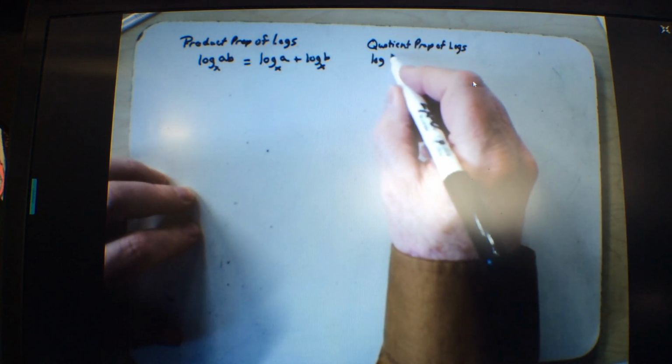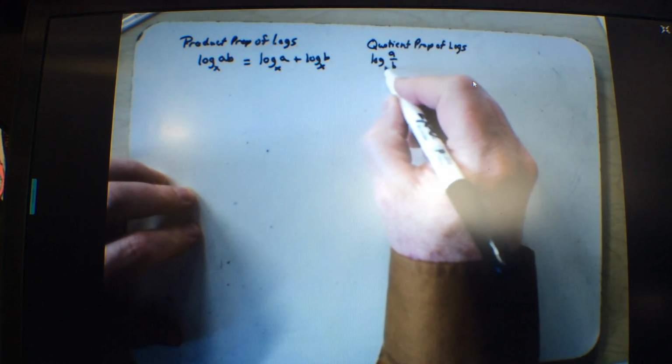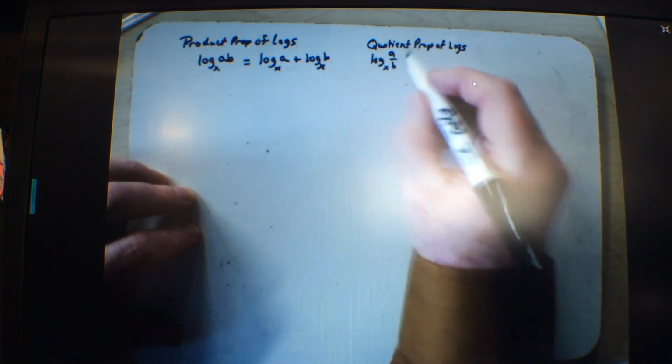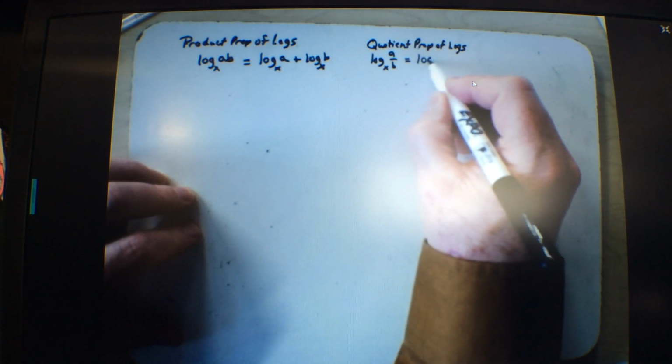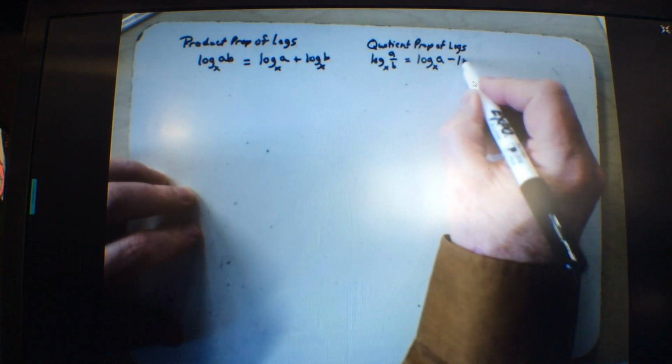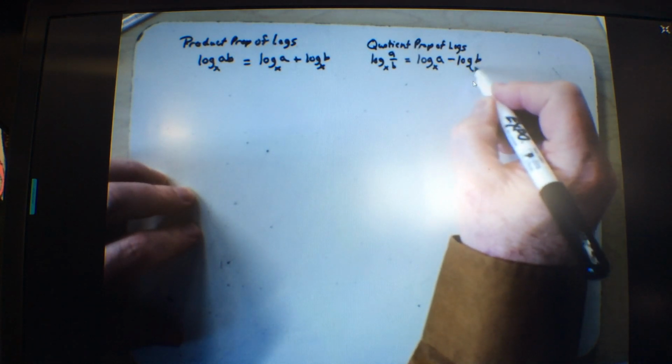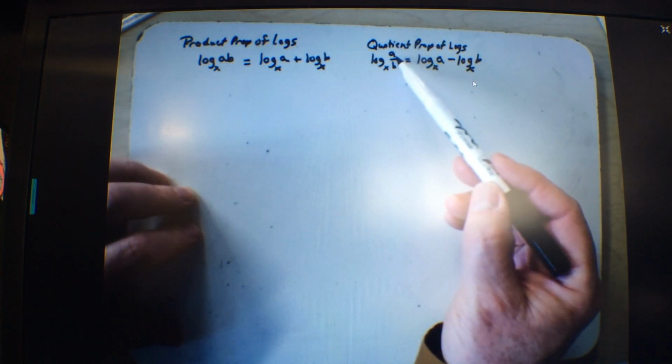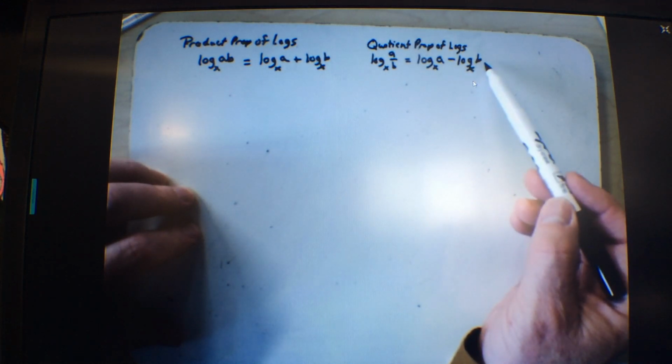Okay, if we're dividing A over B base x, this is the log of A base x, and we subtract the log of B base x. So the one in the numerator is subtracting the one in the denominator.